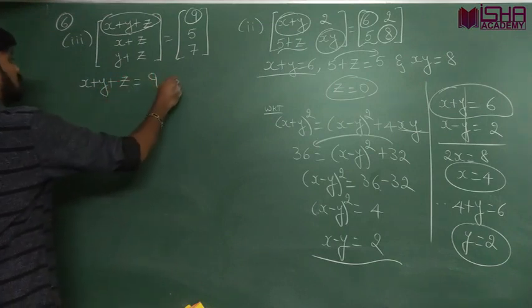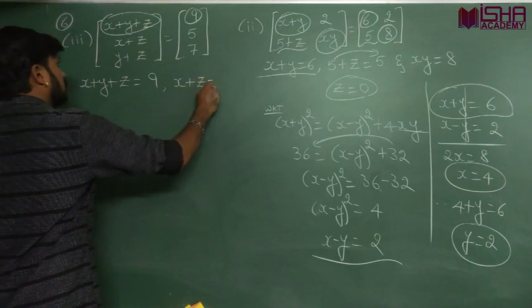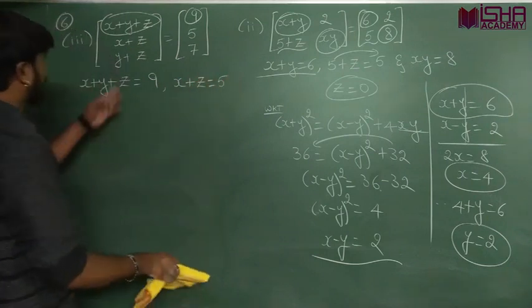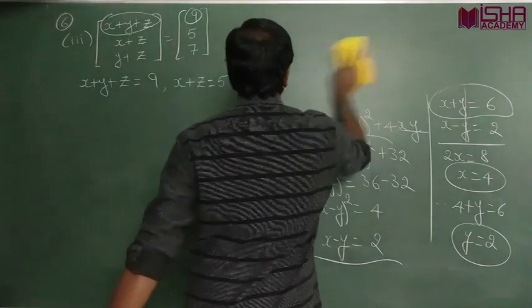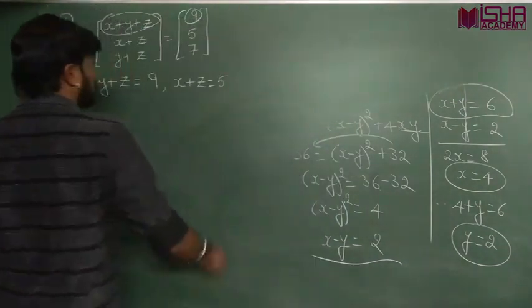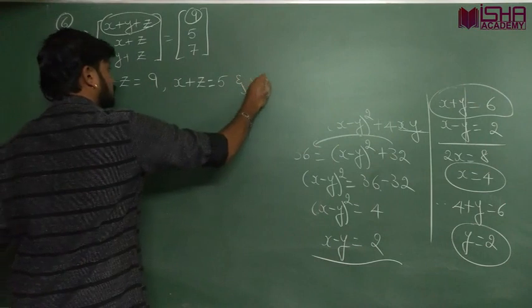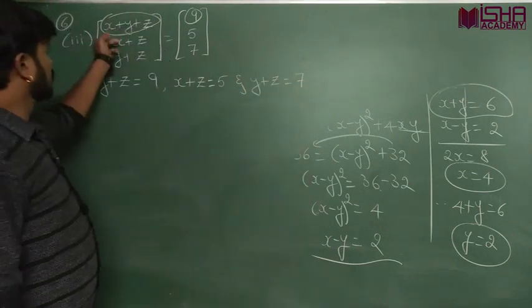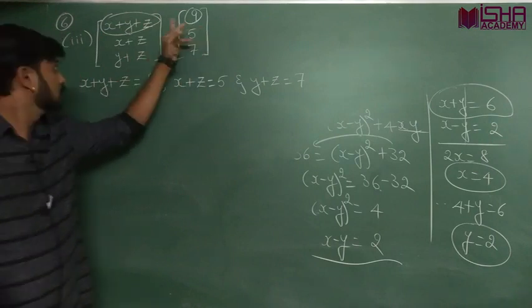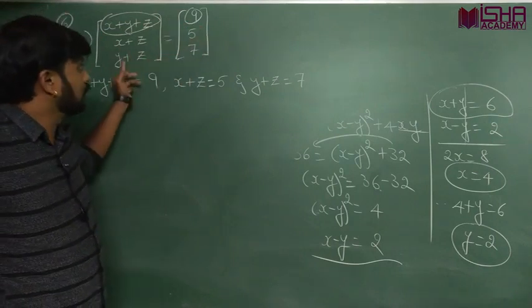Then x plus z equals 5, and last element equals last element, that is y plus z equals 7. Is that clear? x plus y plus z equals 9, x plus z equals 5 and y plus z equals 7.